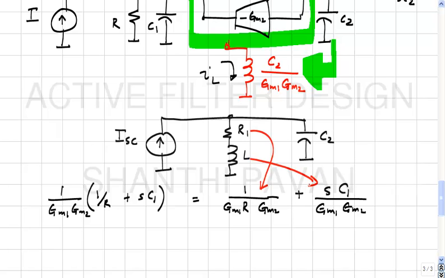Okay. This makes sense. Please note that if R becomes an open circuit, what must you see? You must only see the inductor. Correct? All right. And what is ISC? I short circuit is simply I times R by 1 plus SC1 R times GM1.